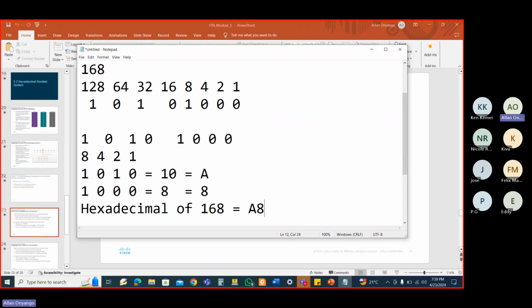Is that okay? Yes, we just get A8, A and 8. That is your hexadecimal number. That is how you convert from decimal to hexadecimal. You must pass through binary. So you first get the 8 bits, separate them into 2 equal parts, put them to the scale of 8, 4, 2, 1, separate them, and get the first hexadecimal, get the second hexadecimal, put them together, and you're good to go. Is that okay?